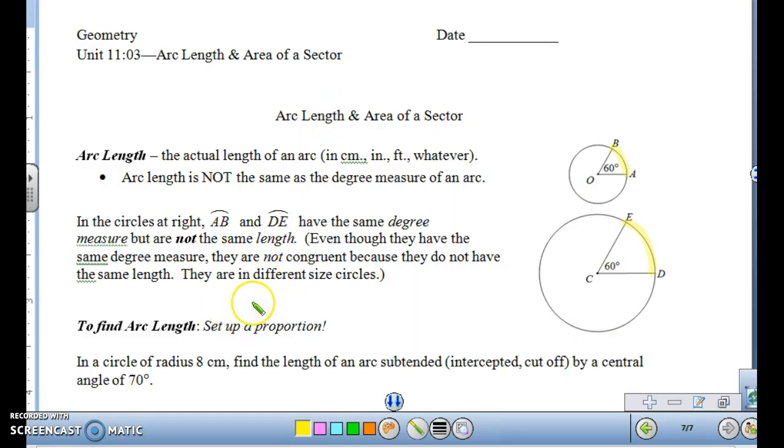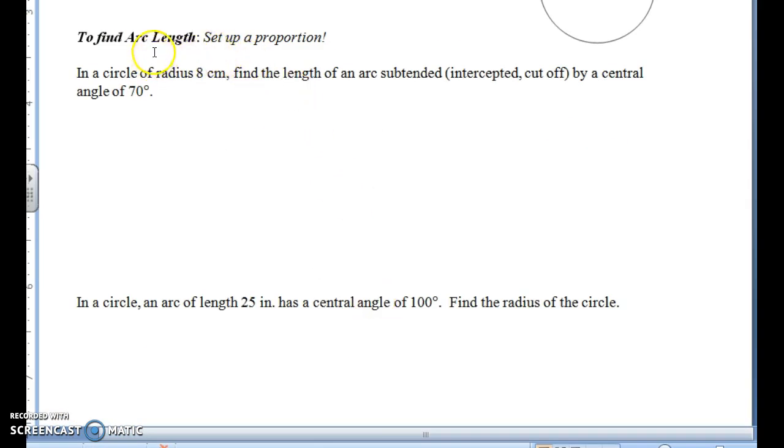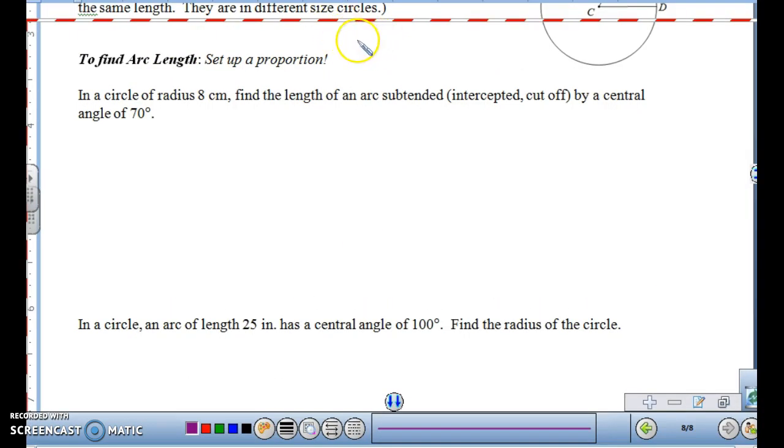So what we're going to look at now, now that we know what arc length is, is how to find it. To find arc length, we want to set up a proportion. We want to compare the part to the whole of what we know for each circle. So let's take a look at what we know, part to whole.